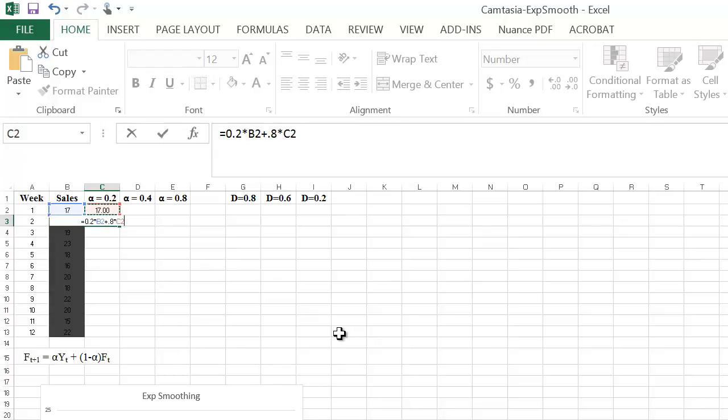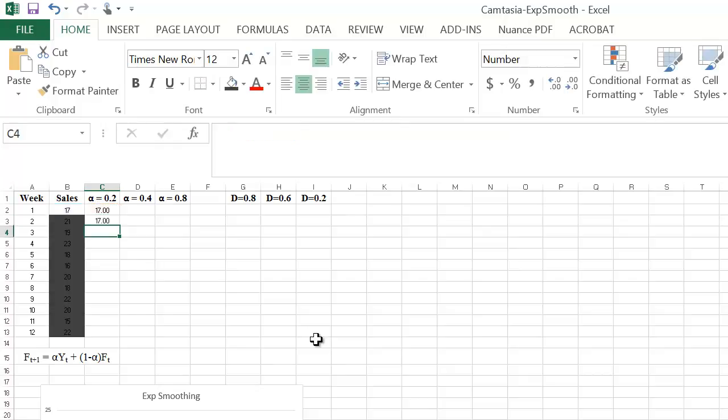You can see below the formula that I have written. F(t+1) is equal to alpha times y(t) plus (1 minus alpha) times F(t). Or in plain English, the forecast for period t plus 1 is equal to alpha times the actual value of sales that I saw for period t, plus 1 minus alpha times my forecast for period t. So here we have my forecast for period 2, which is also 17. That's what you would expect given the numbers there.